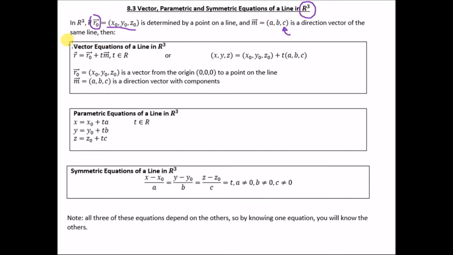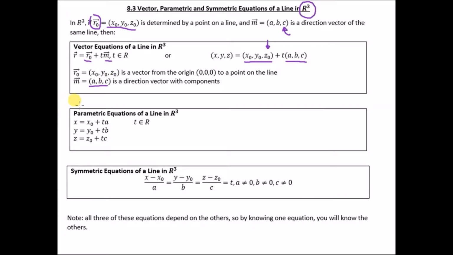Okay? So now our vector equations are going to be the same, except our r naught is going to be x, y, and z, and our direction vector m is going to be a, b, and c. So it's going to look very, very similar. It's just going to be extended by that z component. Okay? And r naught is a vector from the origin to the point on the line. And vector m, the direction vector, has components a, b, and c.